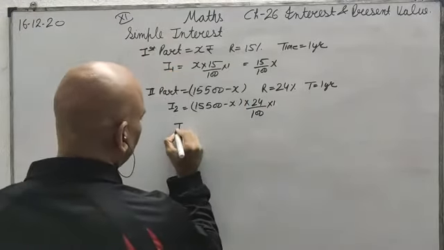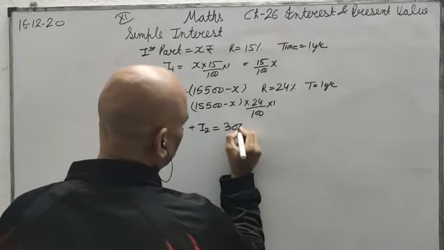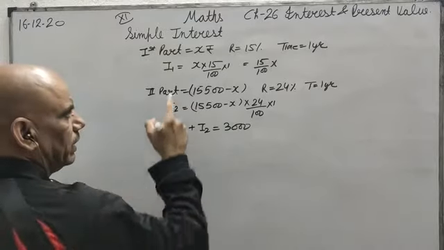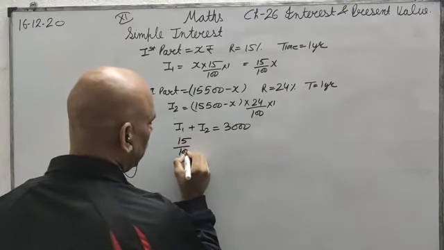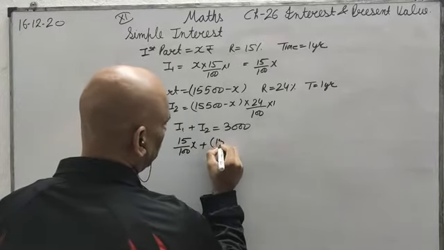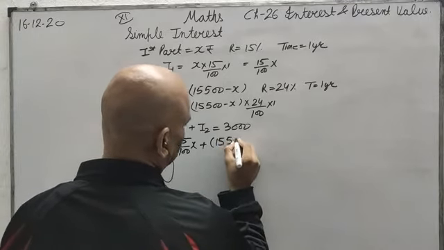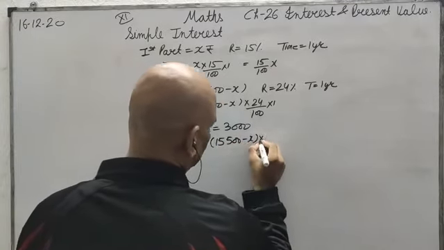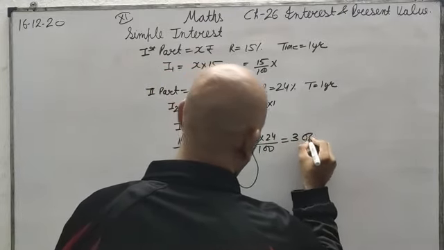And thereafter he is saying that I1 plus I2 is equal to 3,000. The condition given is that interest 1 and interest 2 is 3,000. So 15 by 100x plus 15,500 minus x into 24 by 100 is equal to 3,000.